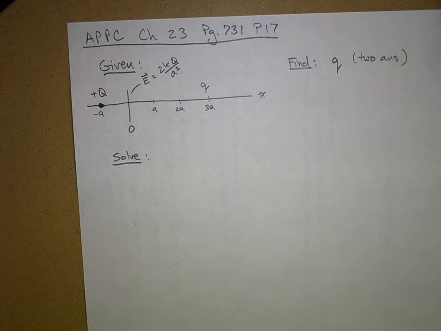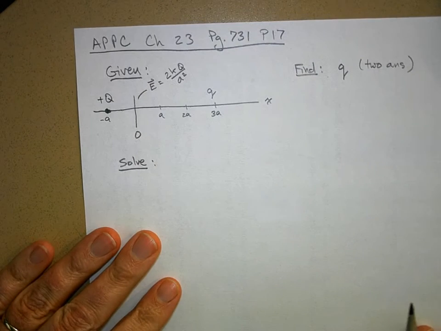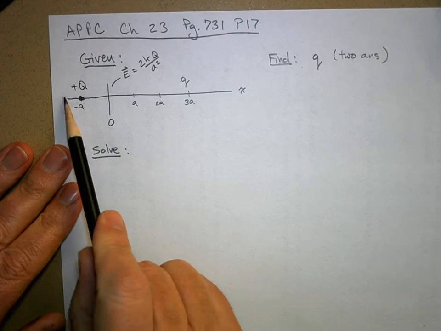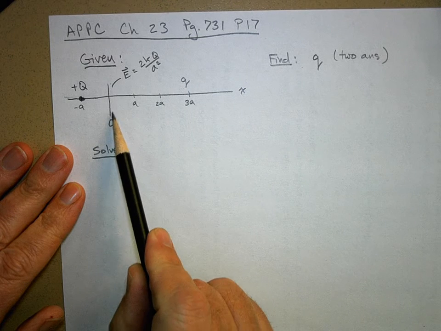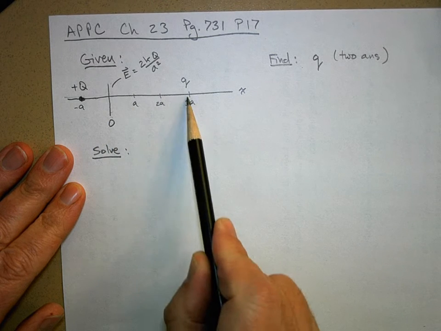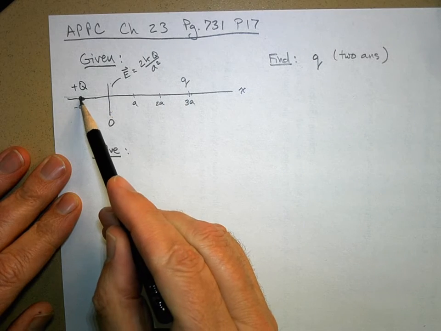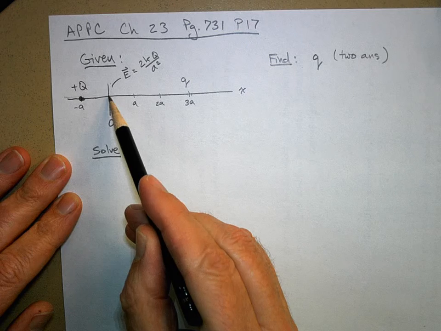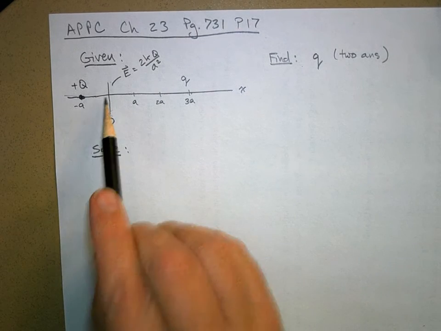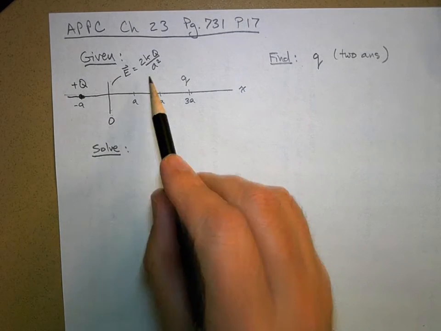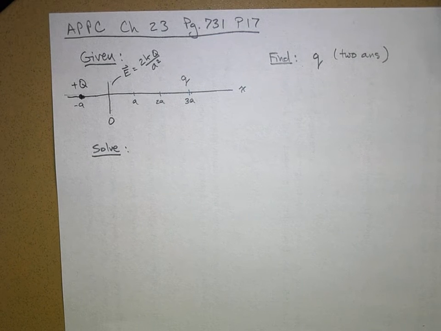So let's take a look. I drew the x-axis, and here's our origin. Here's 1a, 2a, 3a. So here's our unknown charge, and then here's positive q here. But right here, we know what the electric field is. Here's the deal with this. It gave us the magnitude, but it didn't give us the direction. There's two possible directions, right? To the left or to the right. And that's why there's two answers, because the electric field is a vector.